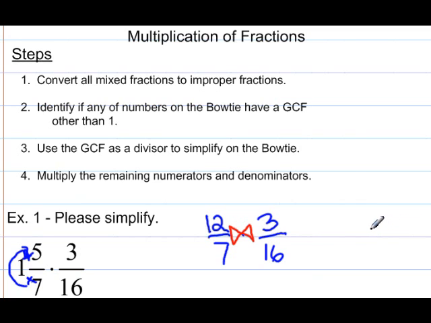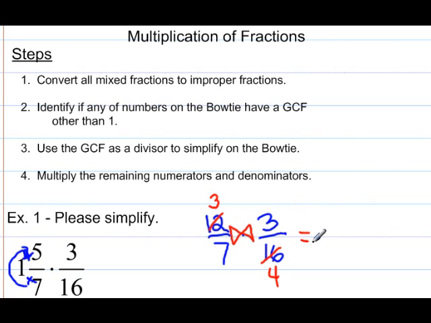Okay, well, we're going to use the GCF as a divisor to simplify here. So we'll divide 12 by 4 and get 3, and then we're also going to divide the 16 by 4 and get 4. So it's real simple. You identify the GCF, and then you divide the numbers by the GCF.